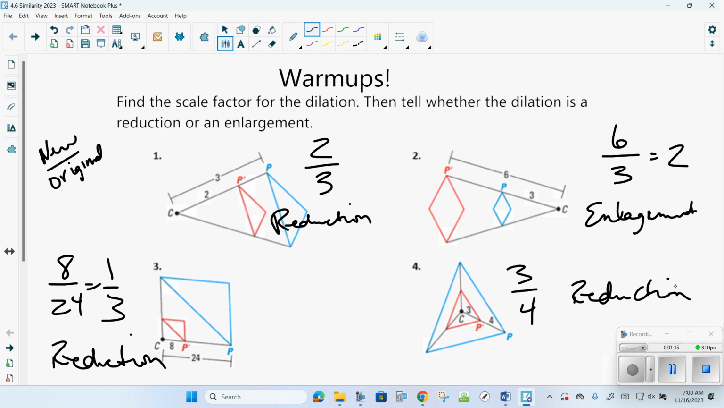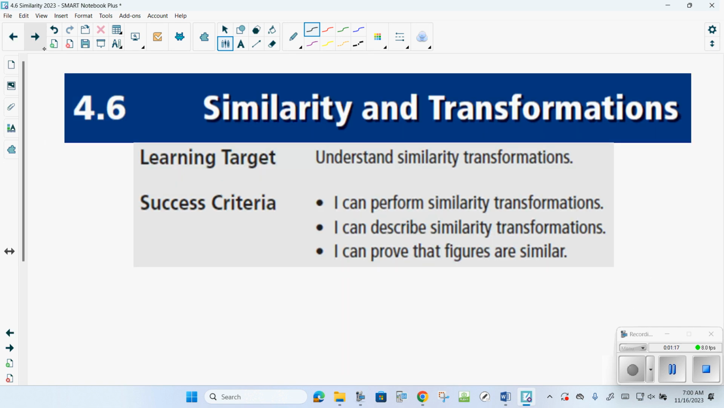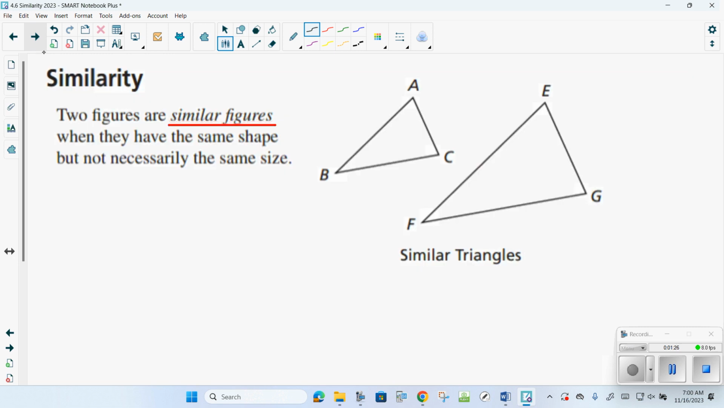All right, so here we go. Today we're going to talk about similarity and transformations. I can perform similarity transformations, I can describe them, and then I can also prove that figures would have to be similar.